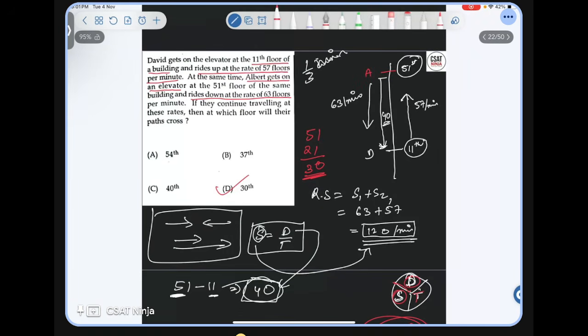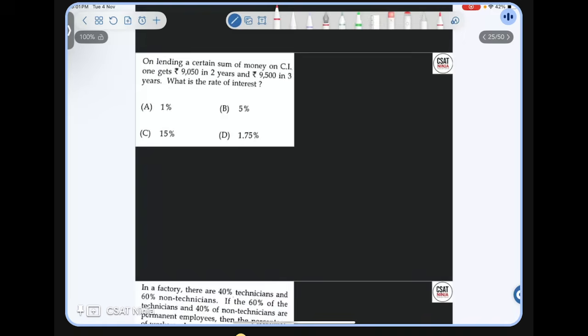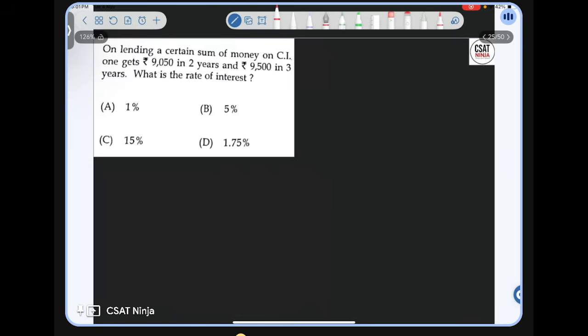Any doubts there? Obviously, it's a little bit tricky question, so to say. But it's a very good question. Next question. It's a simple interest type of question.